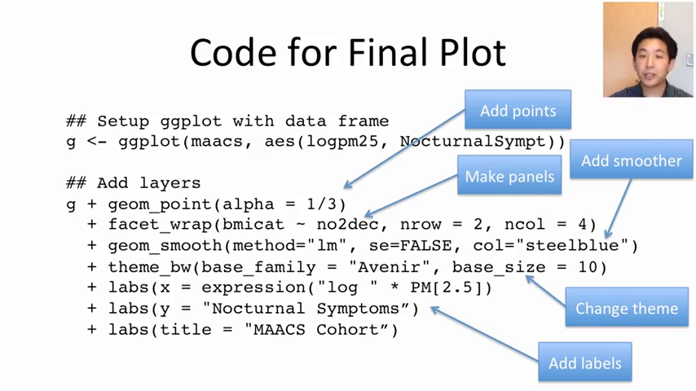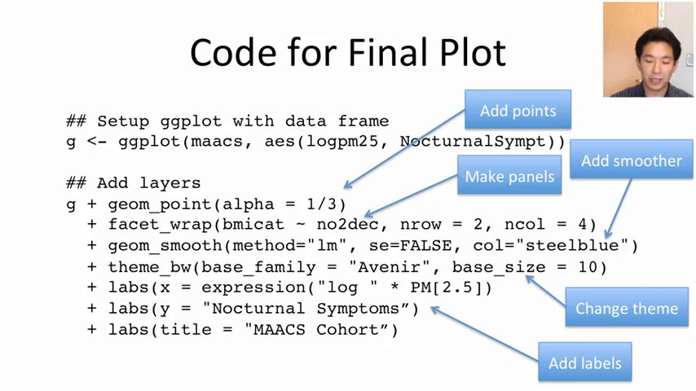And so here's the code for doing it. So in the first set of code, I just call ggplot, and I give it the data, and I give it some basic aesthetics in terms of the x and y variables. And then to this g object, I add a bunch of things. I add points using geom_point. I make the panel using the facet_wrap function. And then I add a smoother using the geom_smooth, where I specify the lm method, and I turn off the standard error bars.